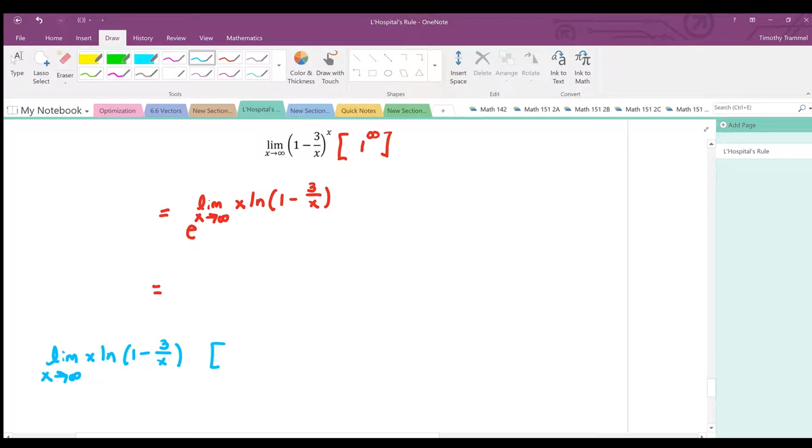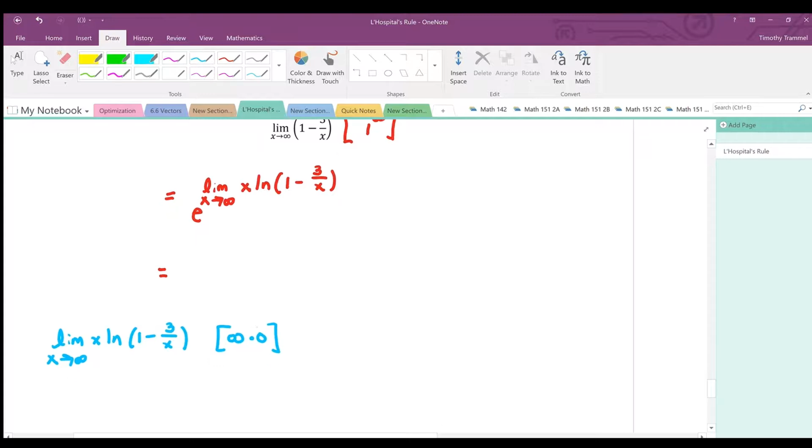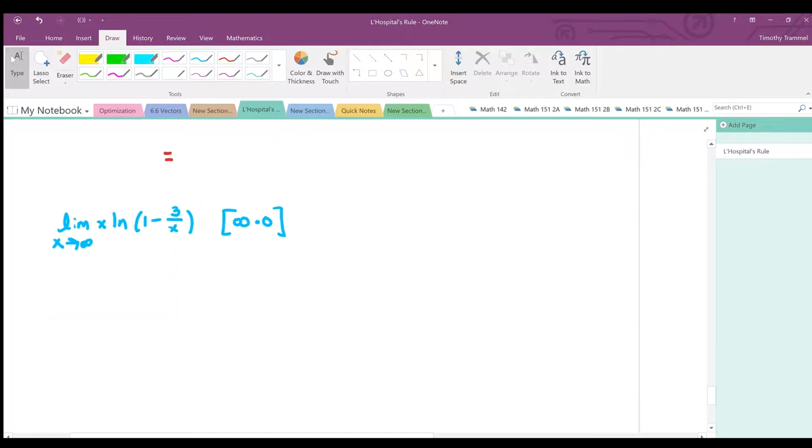Well, the x here is going to go to infinity, but this natural log of 1 minus 3 over x, well, the 3 over x will go to 0, so this is going to approach the natural log of 1. The natural log of 1 is 0. So it's of this form. This is an indeterminate form that we've actually seen before, and we're going to use the exact same trick that we used the last time.